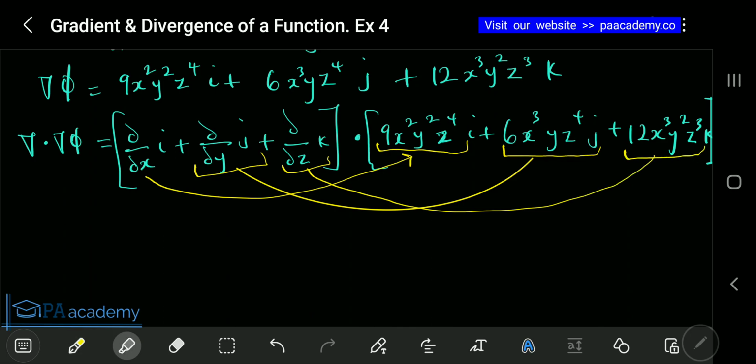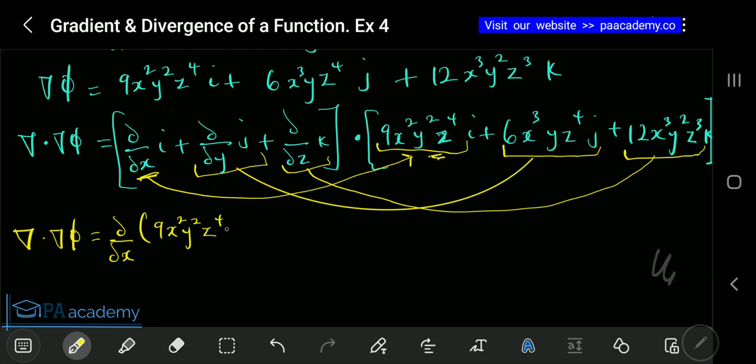All right, so now let's do that. So that means we are going to be having... let me just also write it out, so I don't want to just skip it. So partial differential. Once this is multiplying this, let me just put it into bracket: 9x squared y squared z raised to power 4.